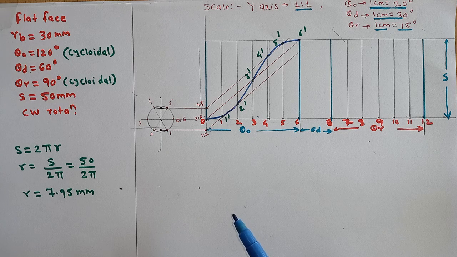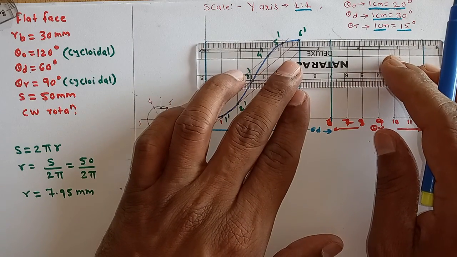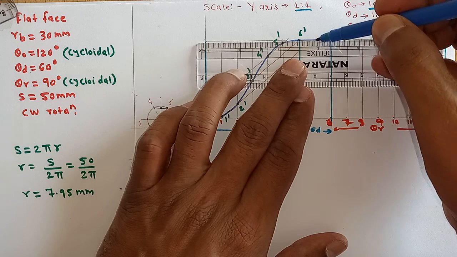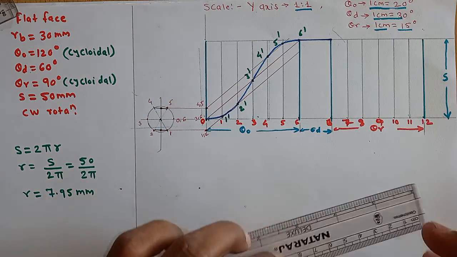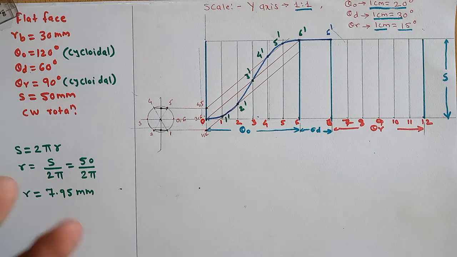Now outstroke is followed by dwell period of 60 degrees, during which the follower displacement is 0 and the follower is at the topmost position. So the 0 displacement of the follower will be given by a straight line. We get this as 6 dash.